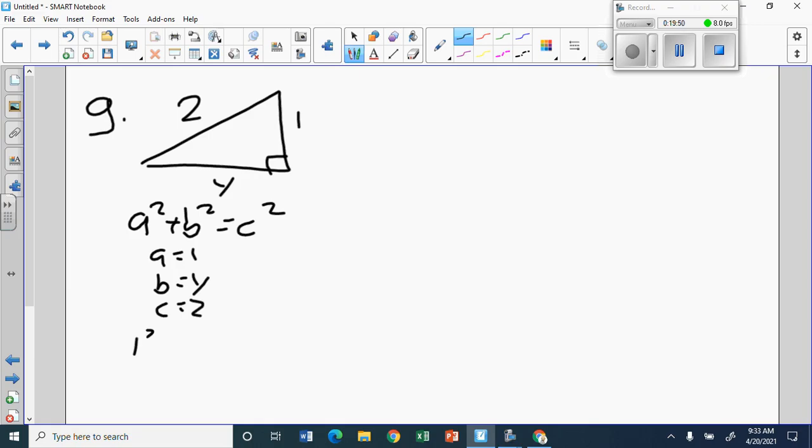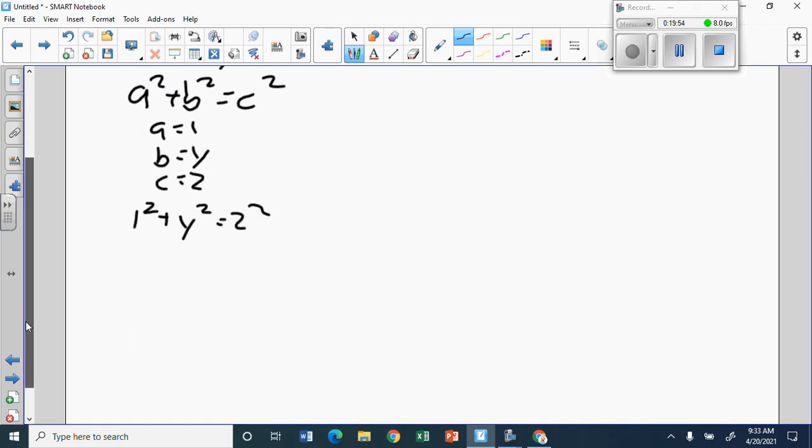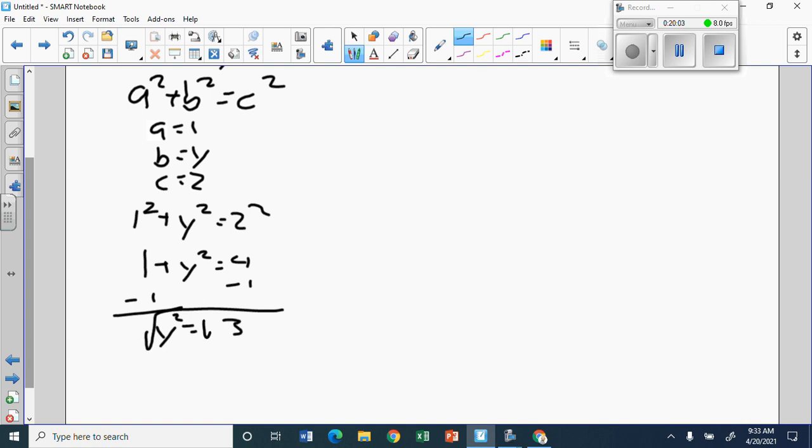So 1 squared plus y squared equals 2 squared. 1 plus y squared equals 4. Subtract 1 from both sides. y squared equals 3, square root, y is the square root of 3. Y is the square root of 3.